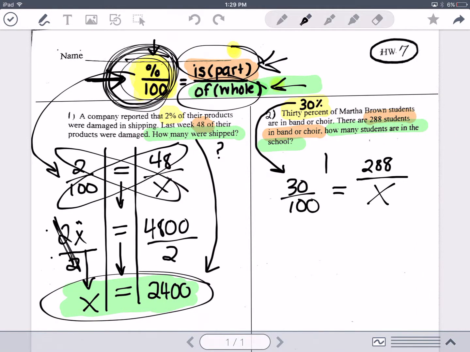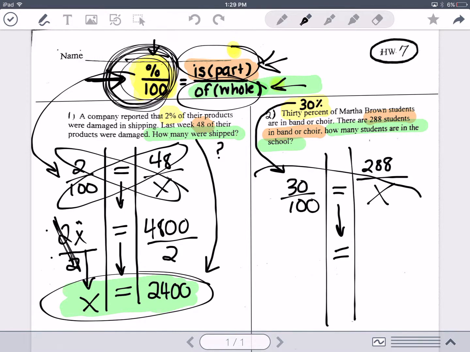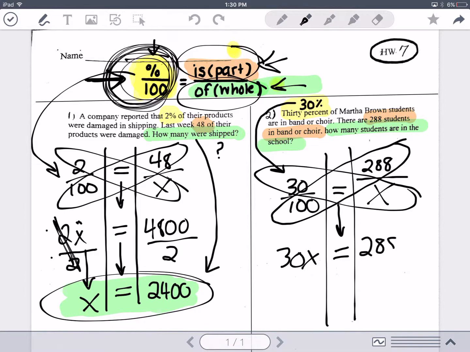I'm going to draw my lines. I'm going to bring down the equal sign. And I'm going to cross multiply. I'll start with 30 times x. 30 times x is 30x. And then 288 times 100 is 28,800. Okay. Now, I want to get this x all by itself on one side of the equation because I want to know what x equals. So to do that, I'm going to divide by 30. If I do it to one side, I have to do it to the other.